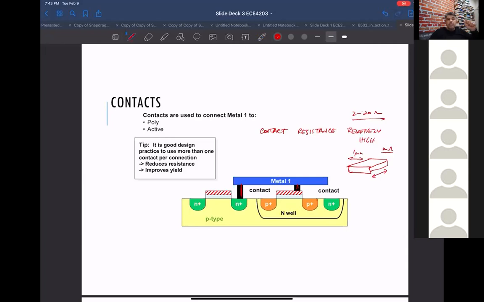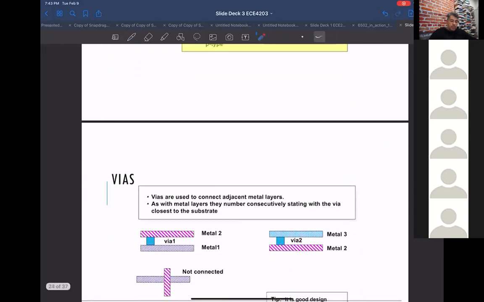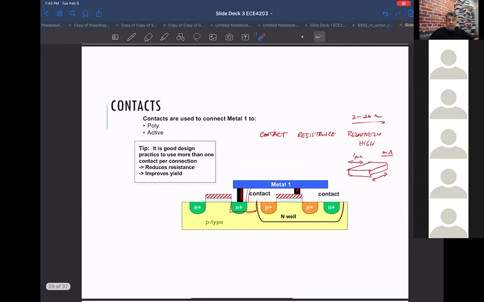So, because of the relatively high resistance and the chance of a defective contact, it's always a good idea to use multiple contacts whenever possible. You can make this N plus wider in your layout and have two contacts sitting next to each other. If one of them fails, the other one works, and if both are working, you've reduced the resistance. So always drop in multiple contacts if you can.